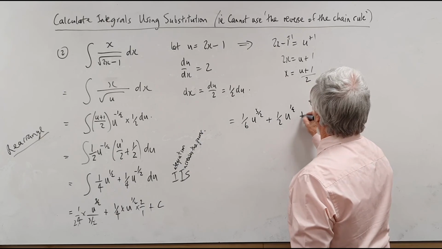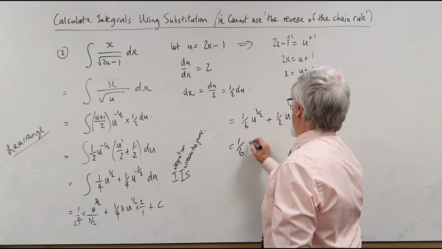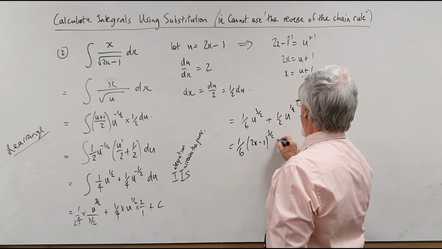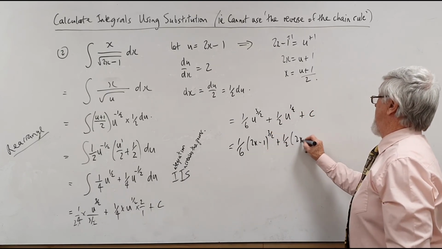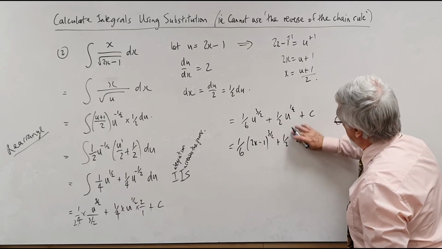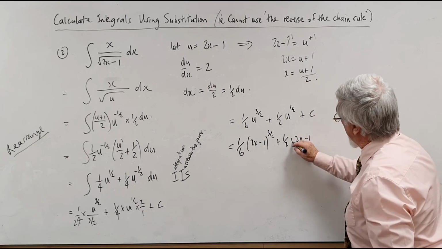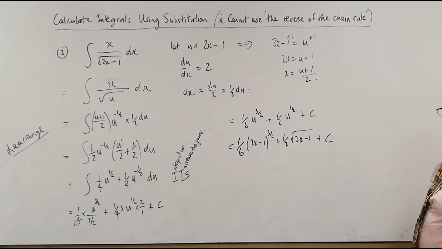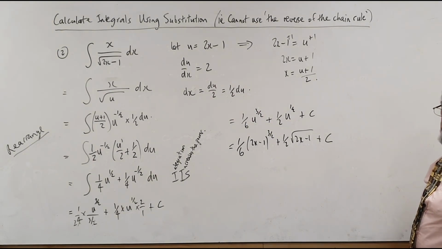u to the half plus C, substitute, and we've got u, and what did we start with? 2x minus 1 to the 3 on 2 plus a half. You okay with that now? Which I wouldn't write that way. I'd write that one as a square root plus C. Question's done, and that's pretty crazy.